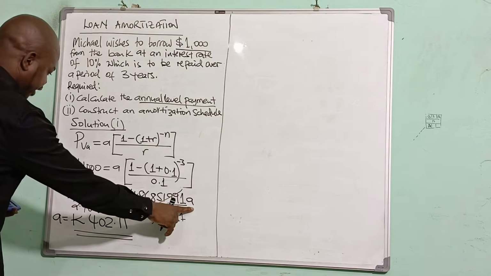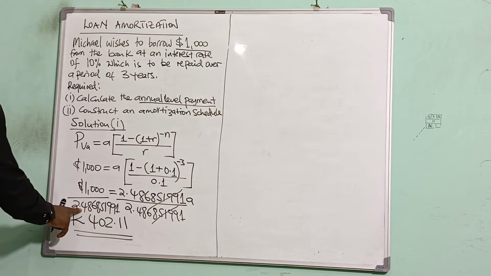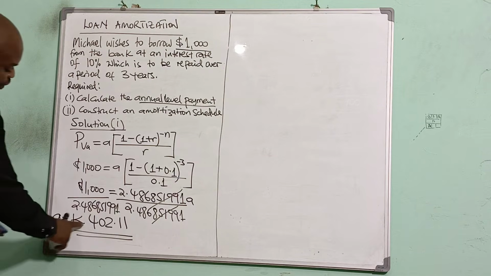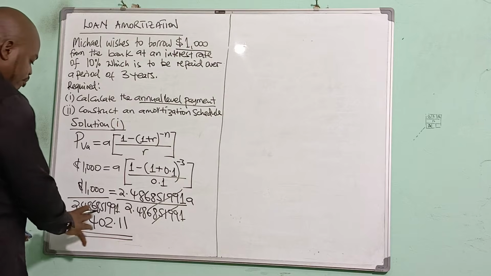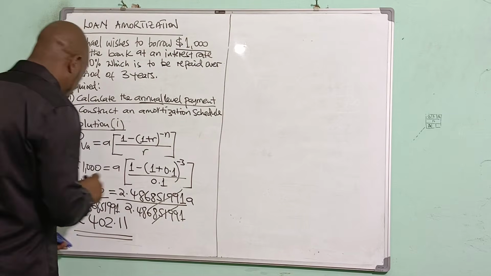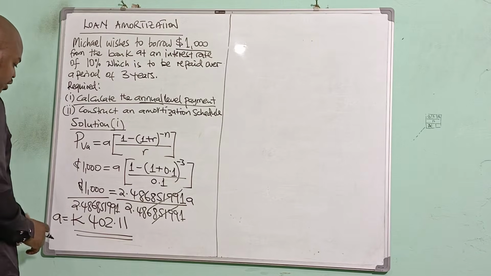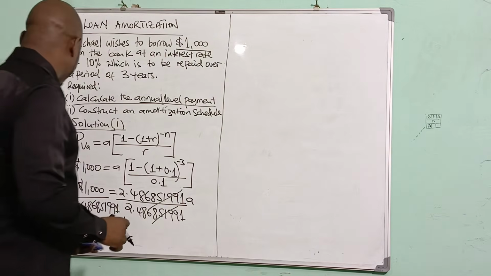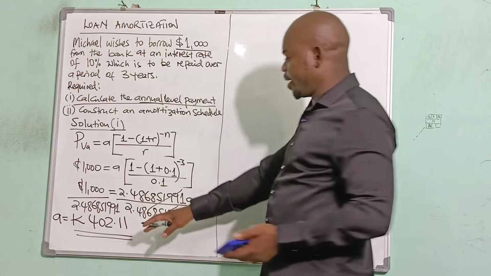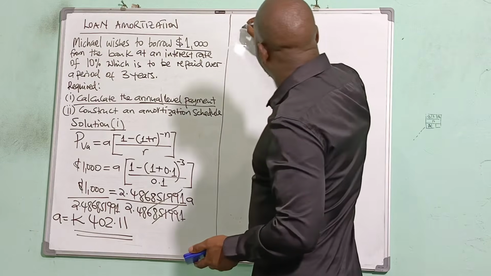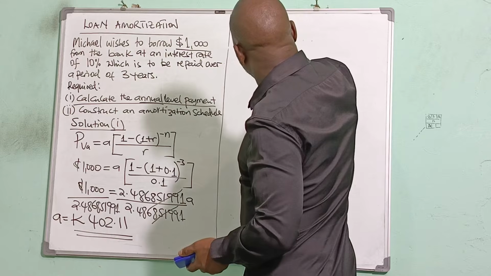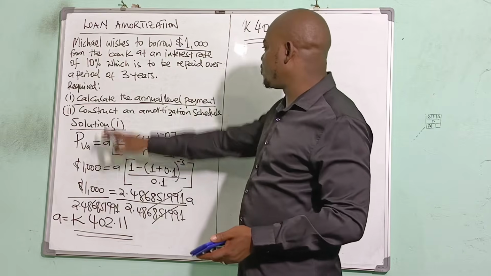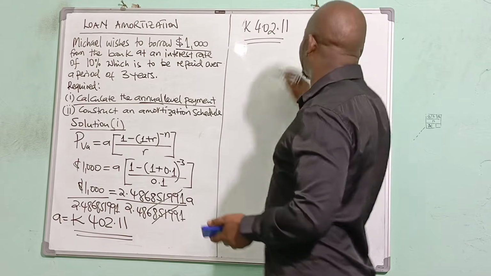Because here I've cancelled, so A has remained alone there, and then this divided by that, I have the A here. All right. So this is my annual level payment. So every time a loan is repaid, this is what I'm required to pay. This is how much the bank will be deducting from my account as I am repaying that loan. So every time I'll be paying 402.11. Okay, I've solved my annual level payment. All right, now I want to discuss this figure.